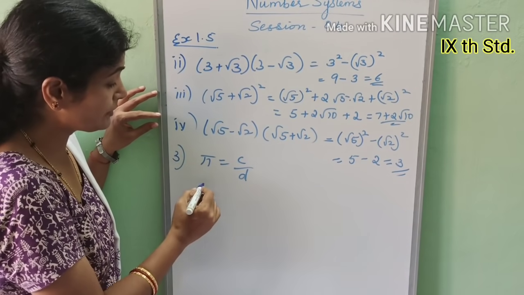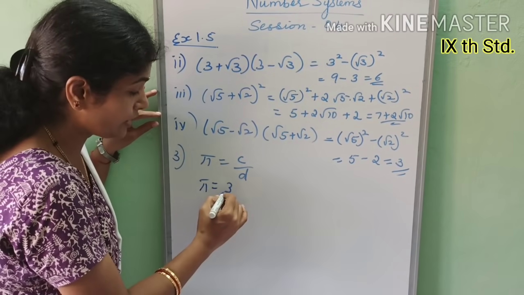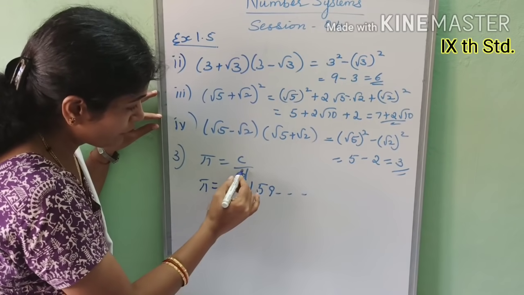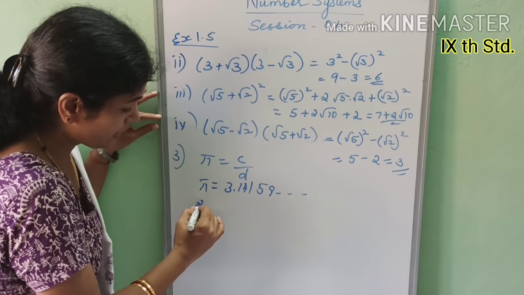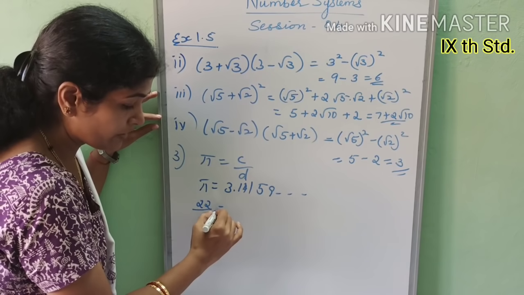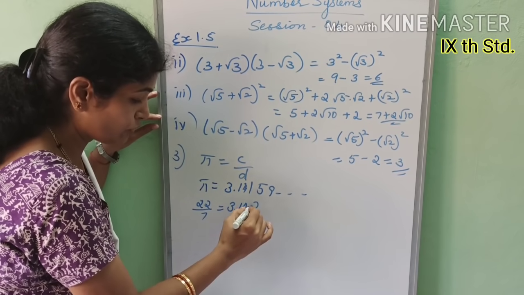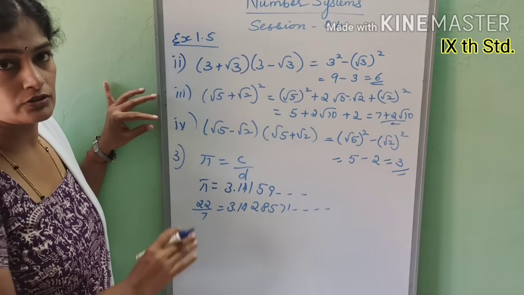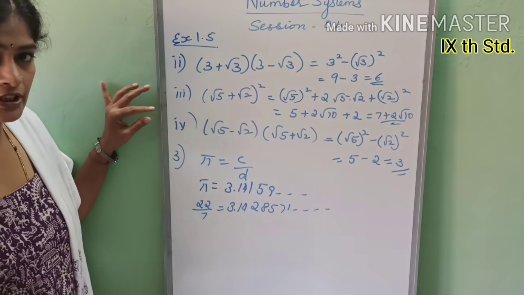If you calculate pi here, the pi value is around 3.14159 something like this. When you take pi as 22 by 7, as we say, if you take 22 by 7 it is like 3.1428571 continuing like this. Okay, so this is the answer for the third one.